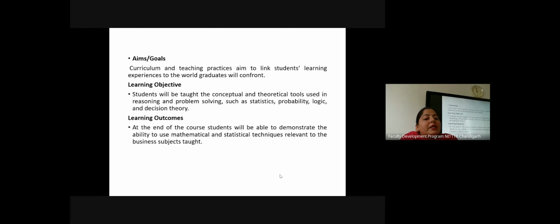When it comes to the learning outcome, at the end of the course, the student will be able to demonstrate the ability to use mathematical and statistical techniques relevant to the business subject taught. What did the teacher intend?